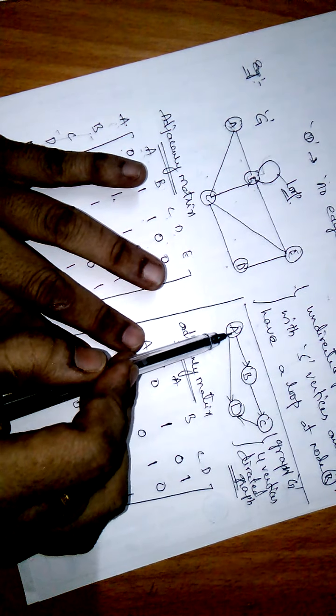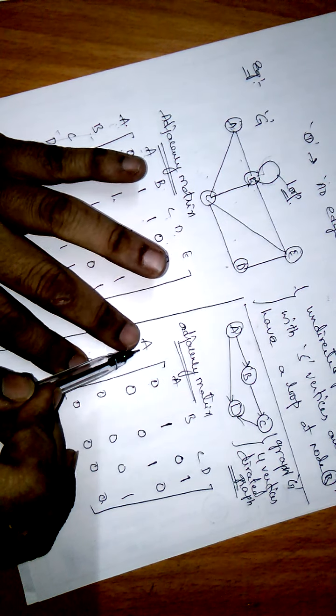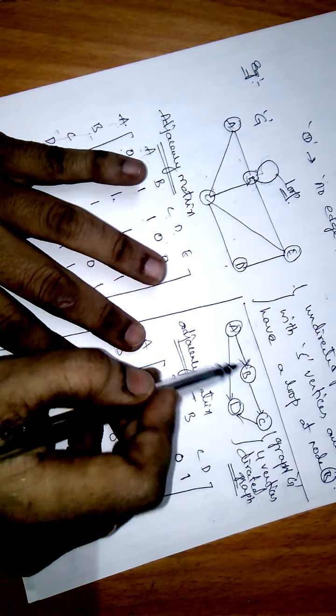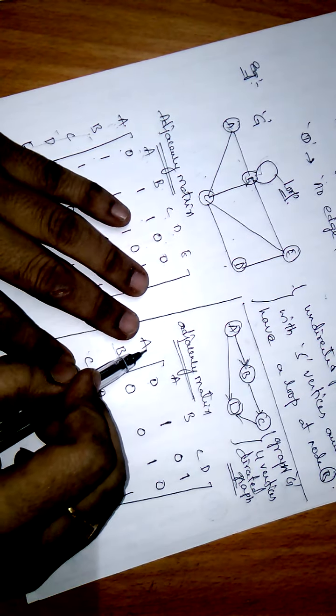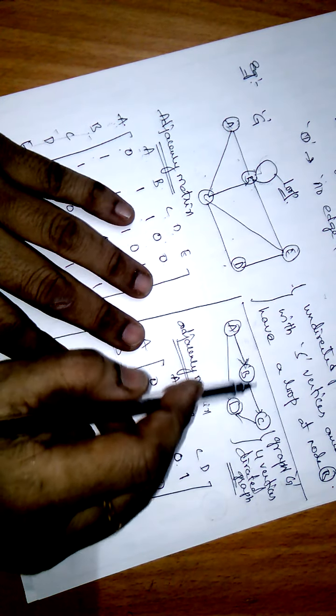Now, A. There is no edge from A to A, so 0. A, B. Row A, column B. There is an edge from A to B. B is adjacent to A, so we will represent it with 1. Next, A, C. C is not adjacent to A and there is no edge.